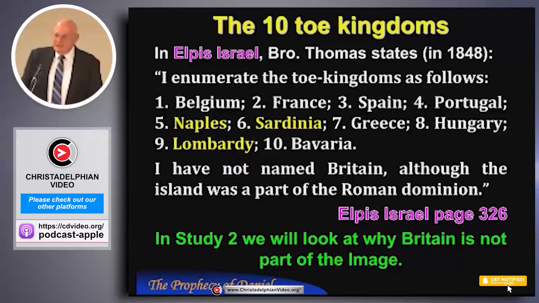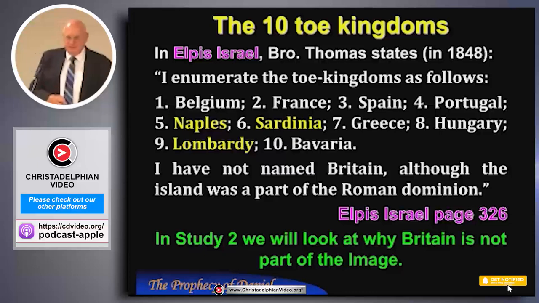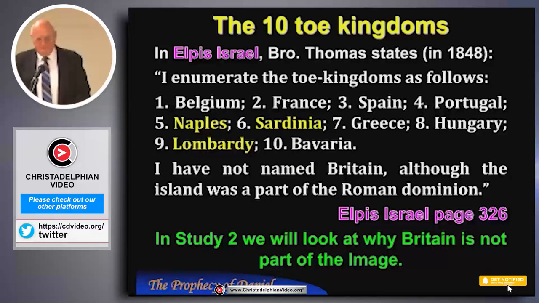And it's not going to play a part as part of the image in the day when it's destroyed. So we're going to have to find out why it isn't. And in our next study, God willing, we'll look at why Britain is not part of the image of Nebuchadnezzar. And of course, there's a very, very good proof for it.